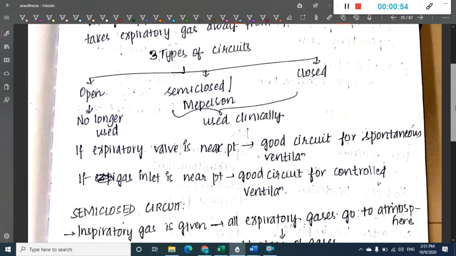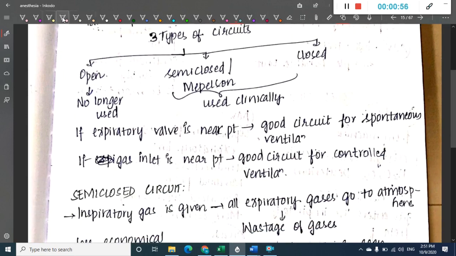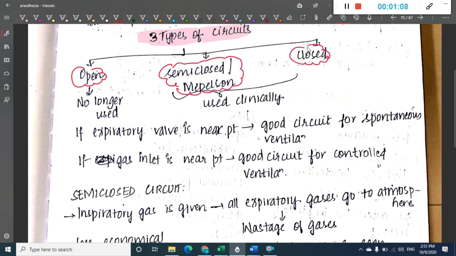So we have three different types of anesthesia circuits available in the anesthesia machine. One we call the open circuit, second the semi-open or Mapleson circuit, third we have the closed circuit. If you see, the open circuit is no longer used. Right now we are not using this open circuit.